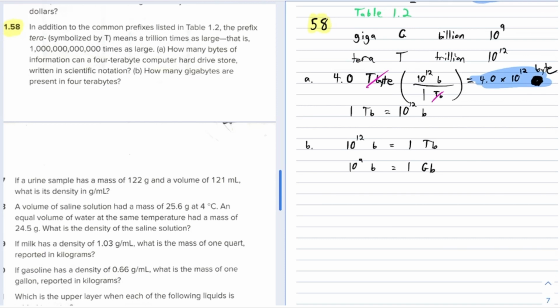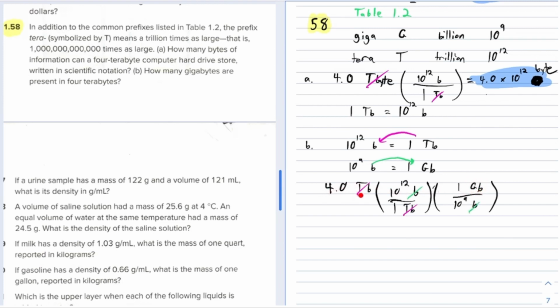So now that we know how many bytes this is, we can go from bytes directly to gigabytes. Or we can just start with our 4 terabytes, take that to bytes, and then go from bytes to gigabytes. Let's do it the hard way. We'll start with our 4 terabytes, and then turn terabytes into bytes, and then turn bytes into gigabytes. So this will be 2 steps. 1 terabyte is 10 to the 12th bytes, and then 10 to the 9th bytes is 1 gigabyte. So you see in the first step, we get rid of terabytes and we have bytes, and in the second step, we get rid of bytes, and now we have gigabytes.